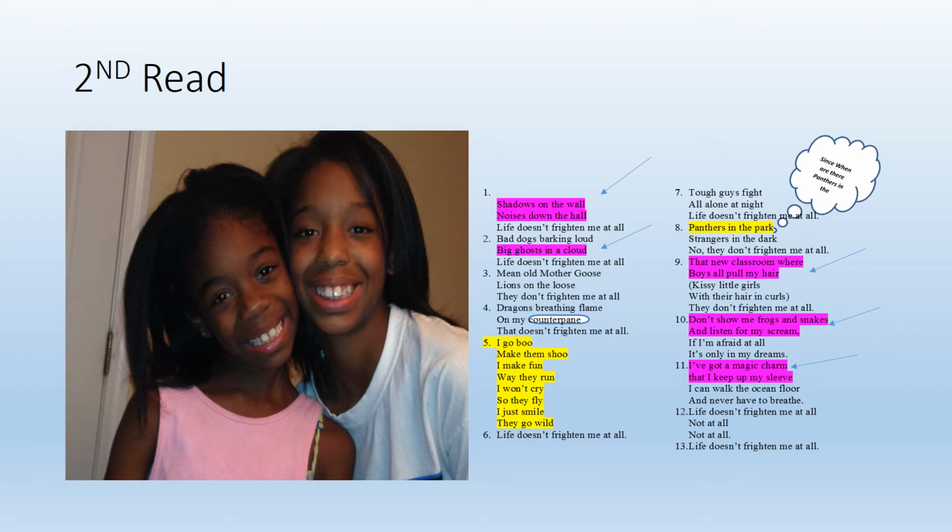Another student noted stanza 10, where it talks about frogs and snakes. This particular student felt that frogs and snakes are something that are very much particular to girls, or certainly within the stereotype of the way people see girls. Therefore, that's why that says it's written for a girl. Another student remarked that a male would never refer to something as a magic charm, very much a girl term.